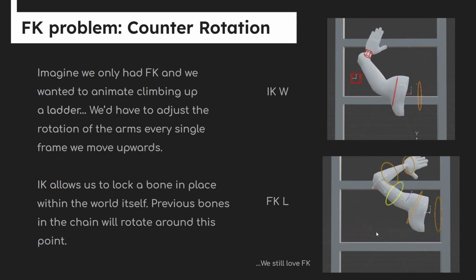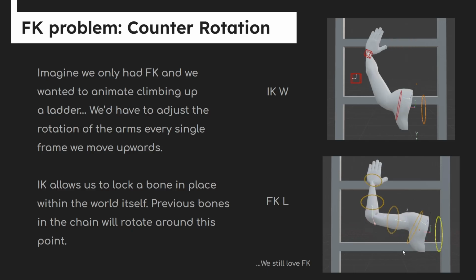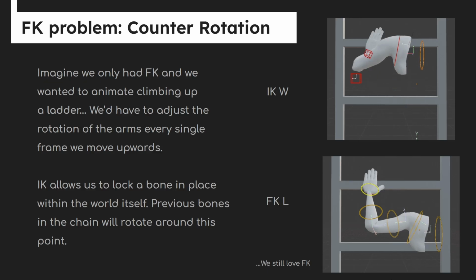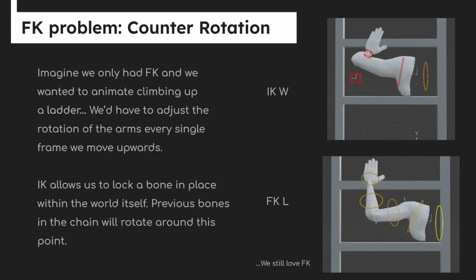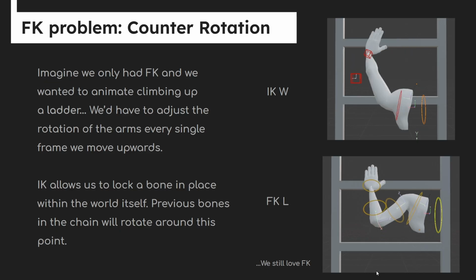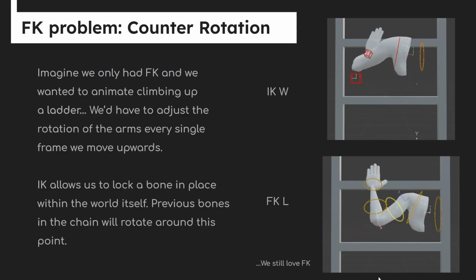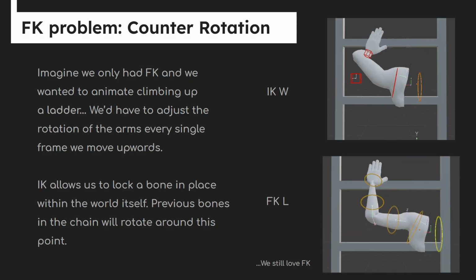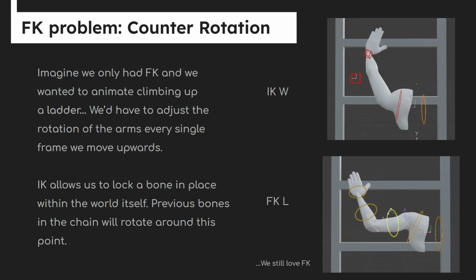And you can see this relationship here. IK allows us to lock a bone in place, and previous bones will rotate around it. FK is a pain. You have to rotate every single bone around that hand to keep it in place. And even still, it does not align in the animations. But we still have FK for those fluid rotation-based movements.